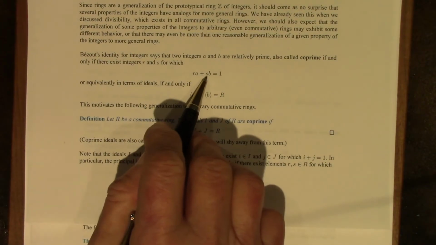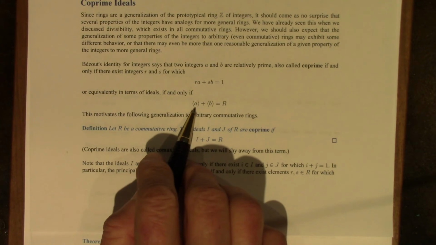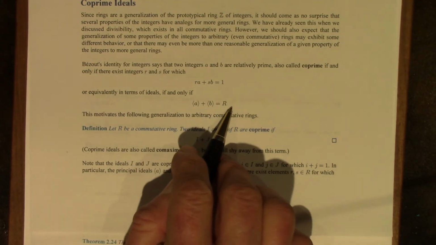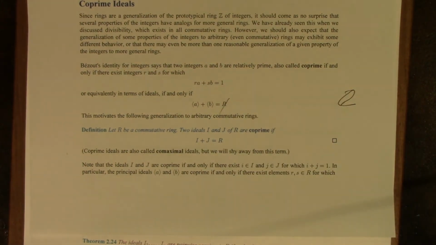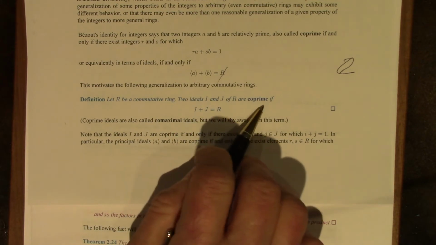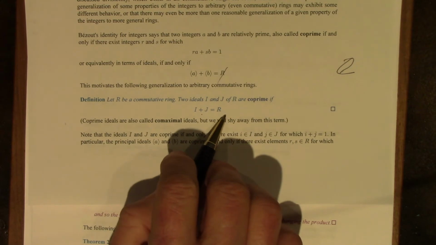This can be written in terms of ideals, principal ideals in the ring of integers. The ideal generated by A plus the ideal generated by B is the entire ring Z. So this motivates a definition to generalize to arbitrary commutative rings. Two ideals I and J of R are coprime if their sum is the entire ring.